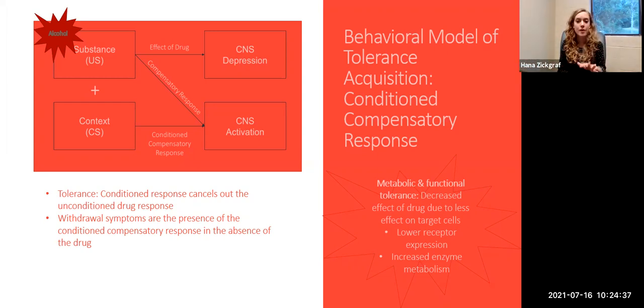But there is also what's known as metabolic and functional tolerance, which is a physiological decrease in the effect of the drug due to it actually having less of that unconditioned effect on your target cells. And this happens both through lower receptor expression. So as you're putting a lot of endogenous doses of the drug in your system, your body tries to compensate for that by producing fewer endogenous receptors. So it tries to kind of balance out the fact that there's more of the neurotransmitter in your system by producing fewer receptors to receive those messages. Your body also tries to regain balance and achieve homeostasis by increasing the production of enzymes that metabolize the drug in your nervous system. So those are metabolic and functional tolerance respectively.